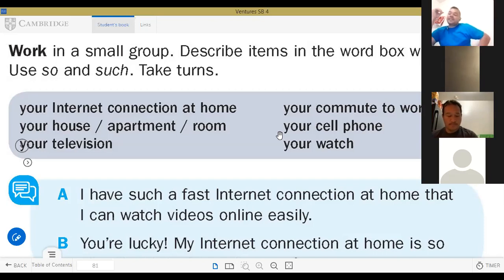Good. All right. Jose Garcia, can you describe your house? My apartment. Oh, your apartment is so beautiful. Very nice. Or you can say, I have such a beautiful apartment. Exactly. My apartment is so beautiful, or I have such a beautiful apartment.